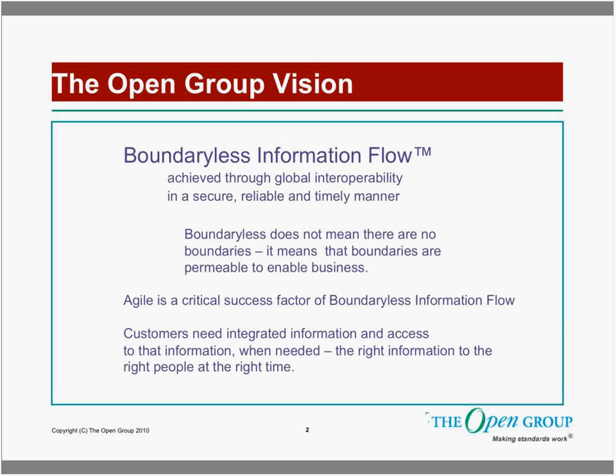Next slide is the Open Group's vision, which deals with boundaryless information flow. This is an interoperability view of things with security and reliability in the frame, along with timeliness. It doesn't mean that there are no boundaries, but that there are permanent boundaries where we want them to be in place in order to enable business. It calls out that agility is a critical success factor for this vision. So information in an integrated manner to the right people at the right time is the key point around this vision.